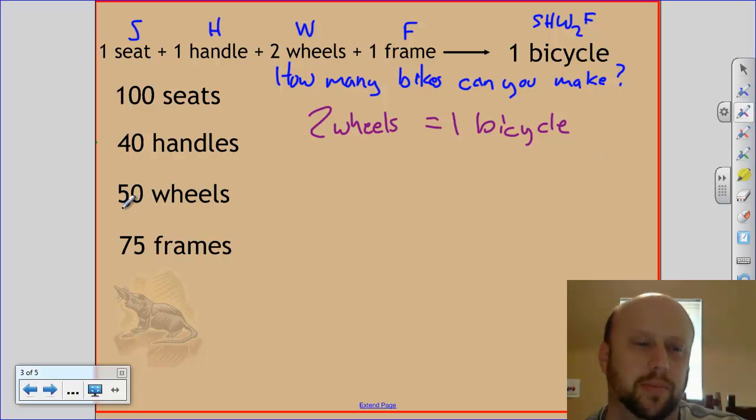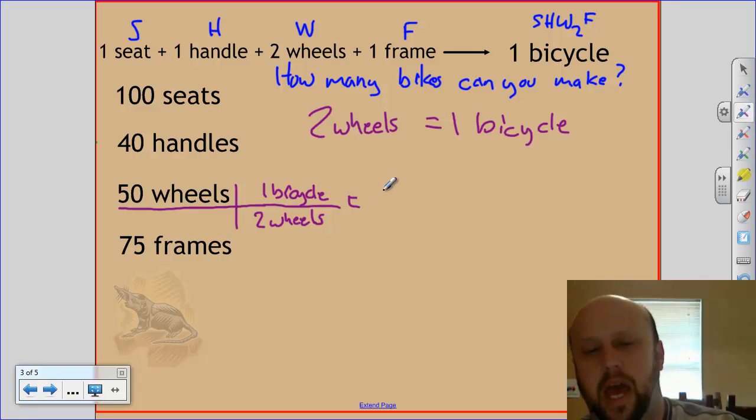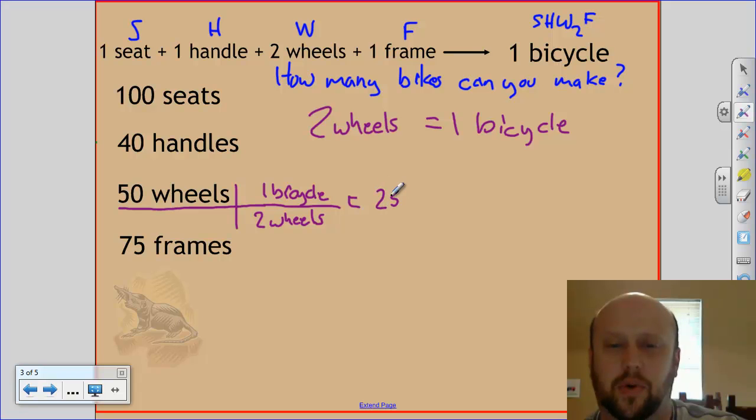So if I need two wheels to make one bicycle, and I set up a conversion factor here, that would mean that I'd put two wheels on the bottom and one bicycle on the top. Okay? And when I did that, I would get 25 bicycles, right?